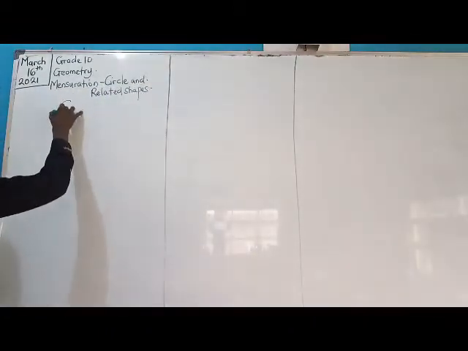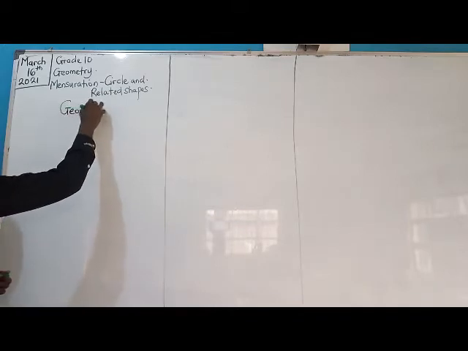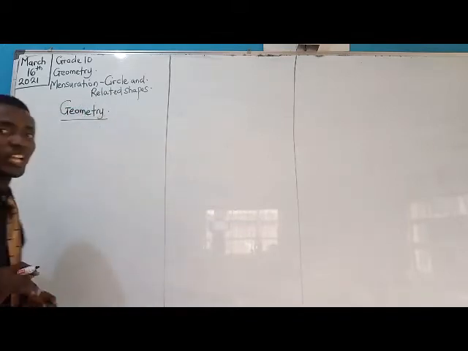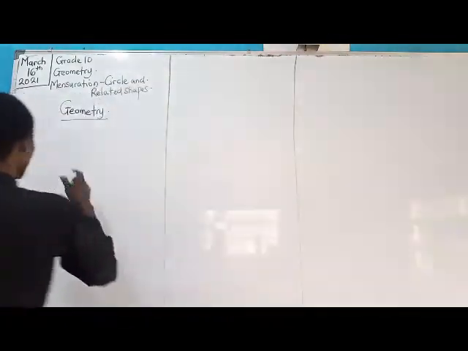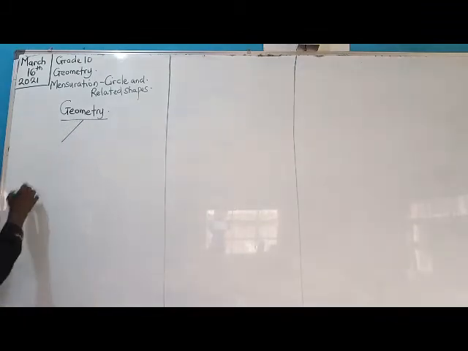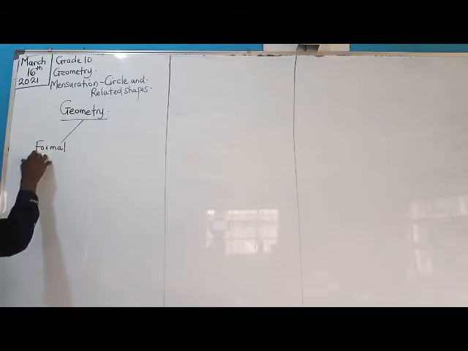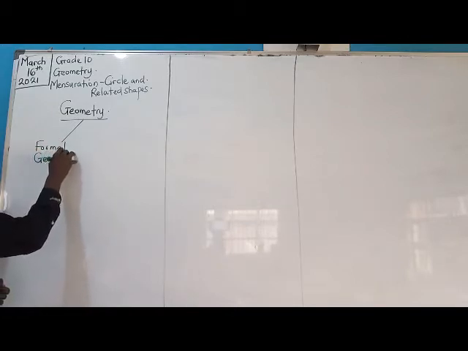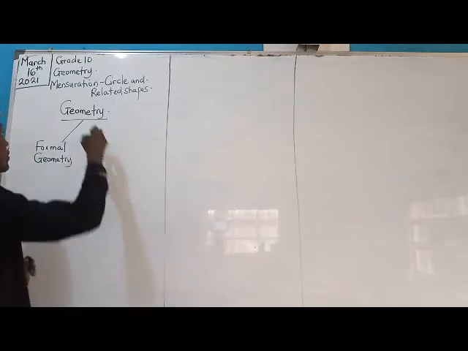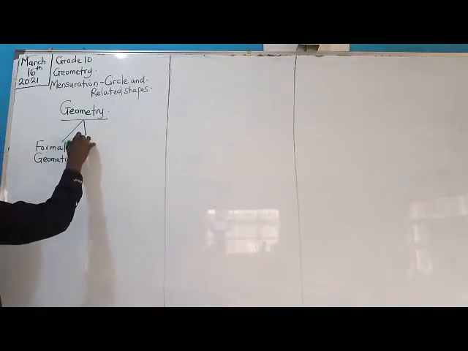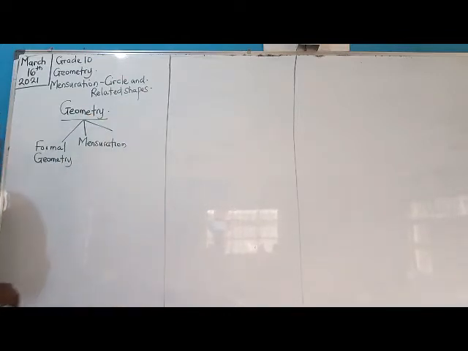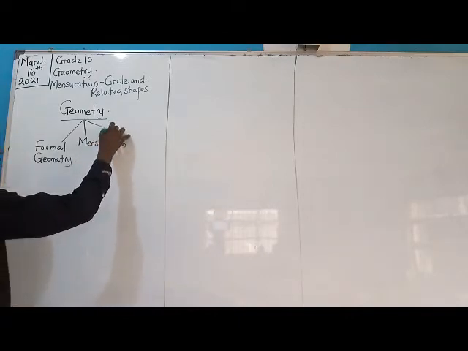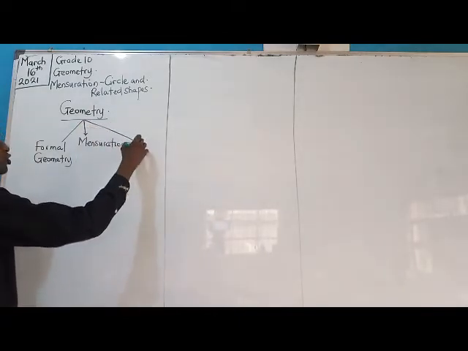When we talk about geometry, essentially we're talking about three key aspects of geometry. We look at geometry from the aspect of formal geometry, we look at geometry from the aspect of mensuration, and we look at geometry from the aspect of constructions.